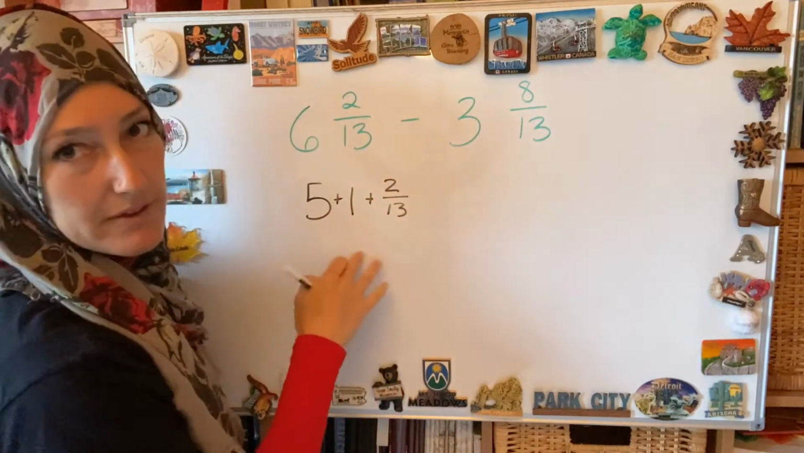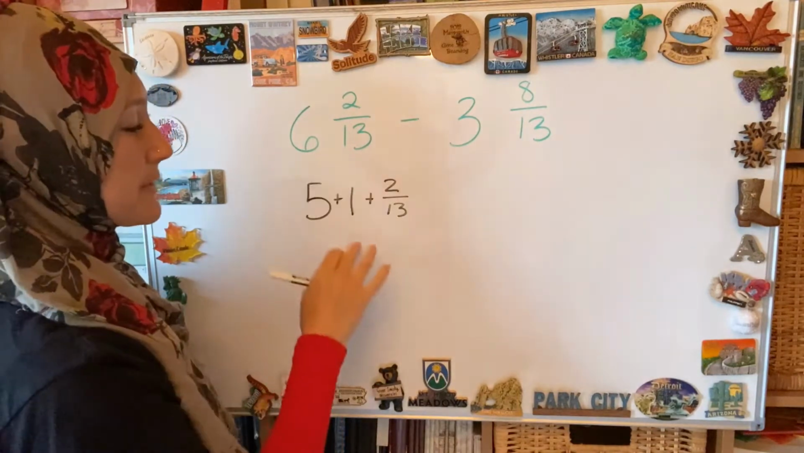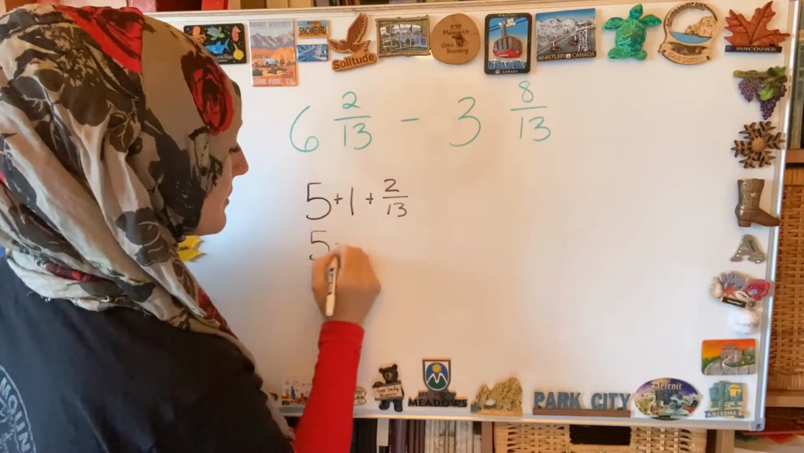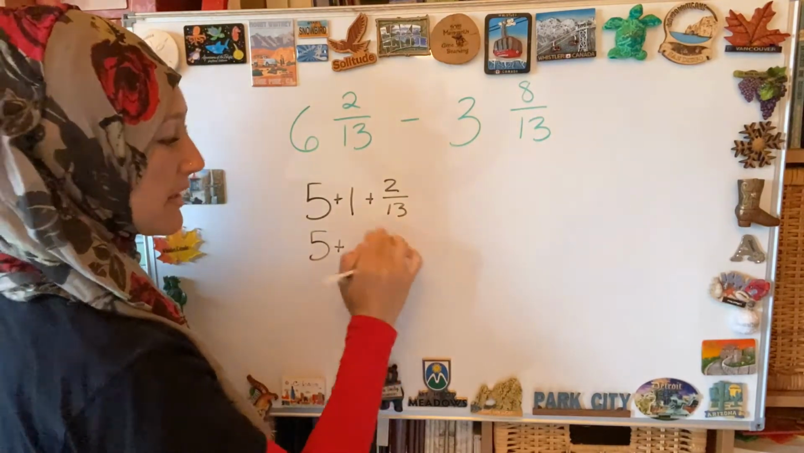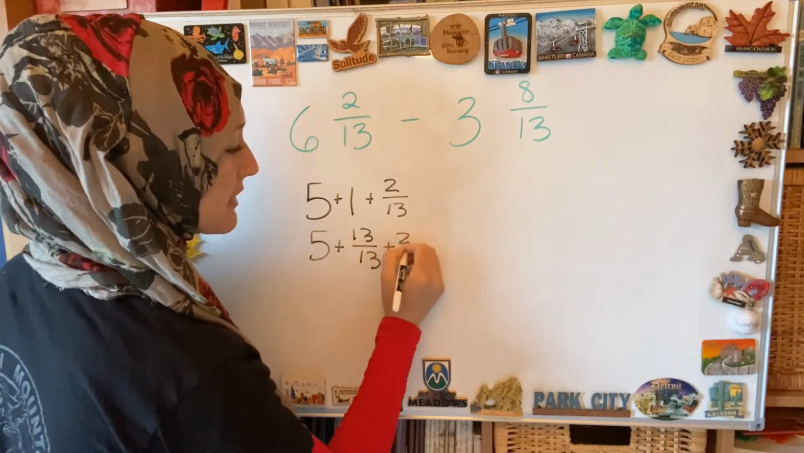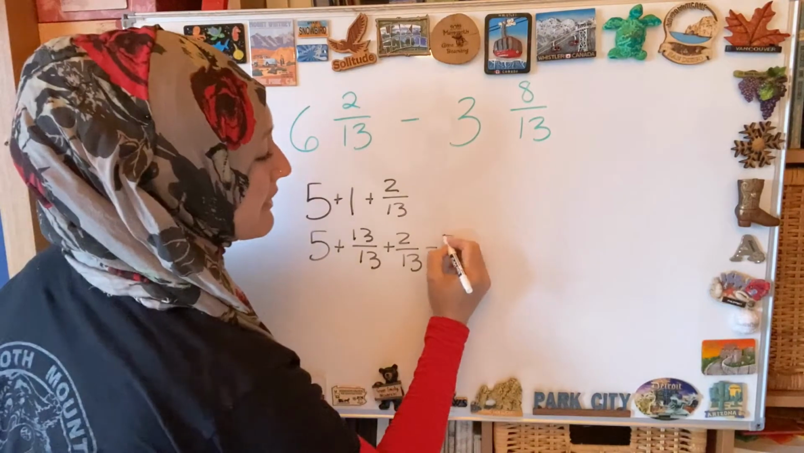5 + 1 + 2 = 13. And I'm gonna take away this step in the next part. So just understand, a 5 and a 1 combined to a 6. I'm gonna rewrite this 1, I want it as a fraction. So it becomes 5 + I'm gonna use my denominator to help me, 13/13 + 2/13.